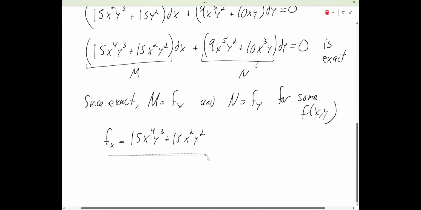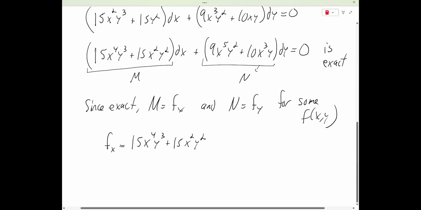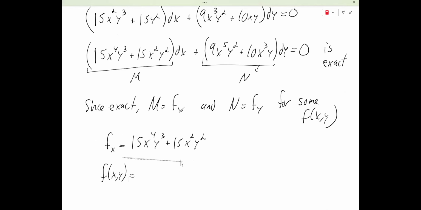Now what you'll do here, you take the antiderivative with respect to x of this. So f of x, y, take the antiderivative with respect to x. How would that go? Antiderivative with respect to x, this is x to the fifth over 5. So 3x to the fifth y cubed plus, and then the antiderivative here would be 5x cubed y squared.